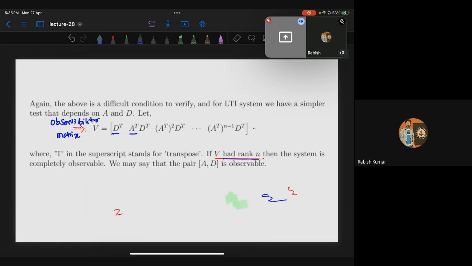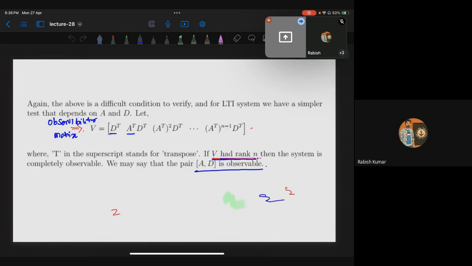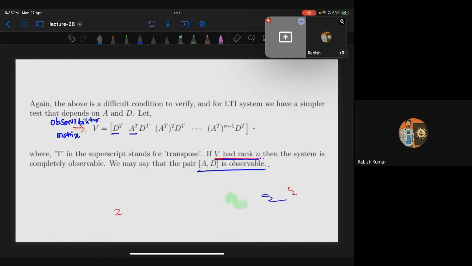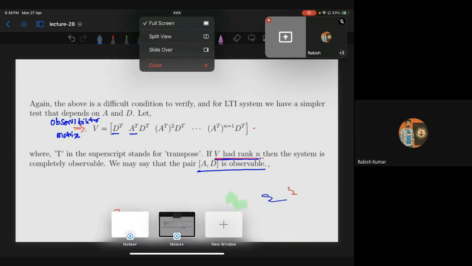Similarly, here also we check the same thing. You check the rank condition N. If that rank is full rank, then we can say that the pair A, D is observable. That is the meaning. The same kind of example you can have, so let me show you that example.